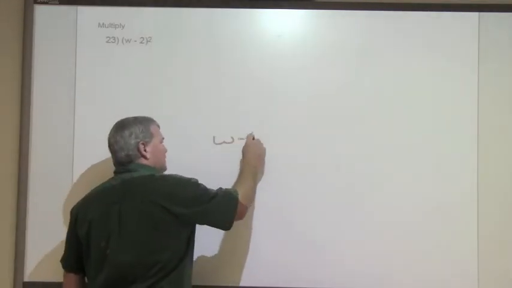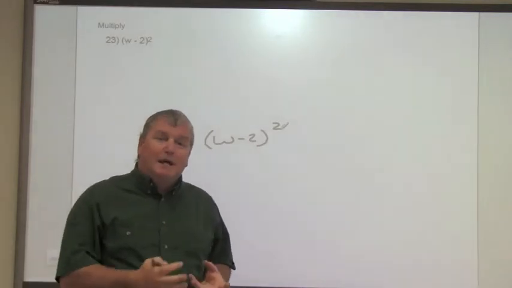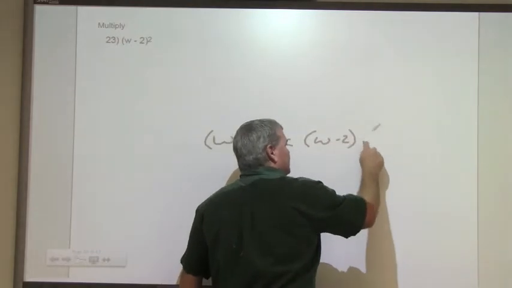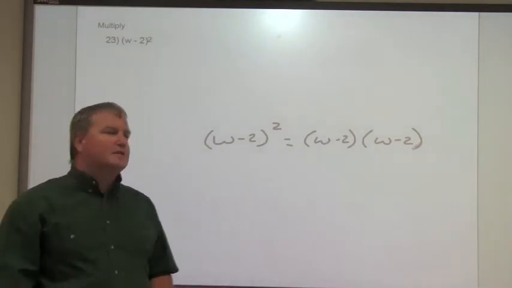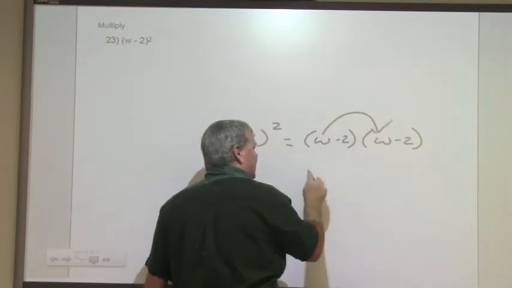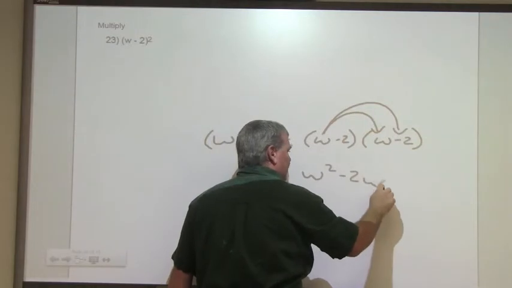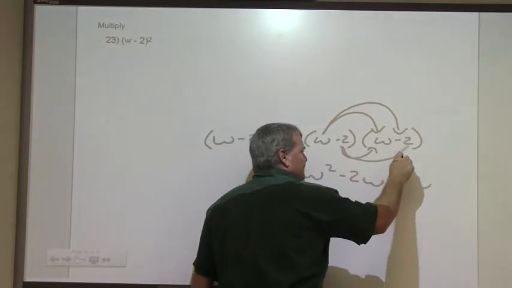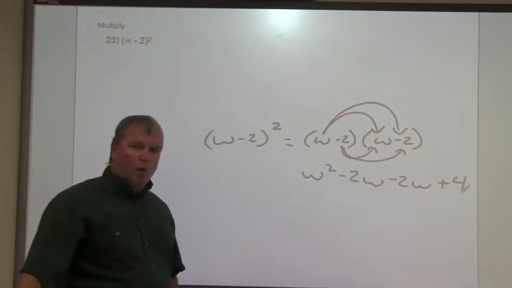We have w minus 2 squared. The squared means you're going to multiply it times itself. So you need to rewrite this as w minus 2 times w minus 2. Again, you could have memorized the pattern on this, but like I said, it's just as easy. Just go ahead and work it out. W times w is w squared. W times a negative 2 is negative 2w. Negative 2 times w is negative 2w. Negative 2 times a negative 2, negative times a negative is a positive. So we have positive 4.